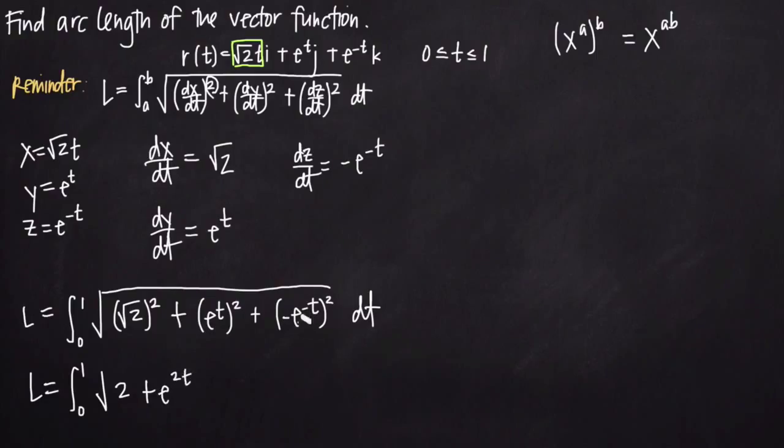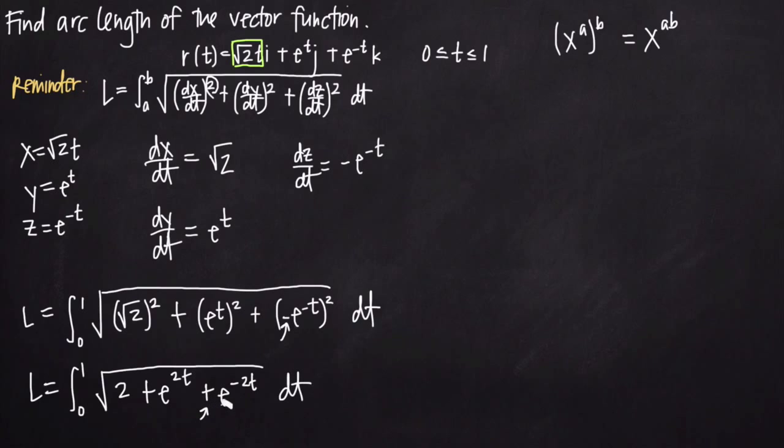Same thing here, we have e to the negative t. Before we go further, this negative sign in front: when we square that, it goes away, so this just becomes a positive sign. We can ignore that. Then we have e to the negative t squared, so when we multiply negative t times 2, we get negative 2t. So we say plus e to the negative 2t. So here's our square root, and then we have dt.